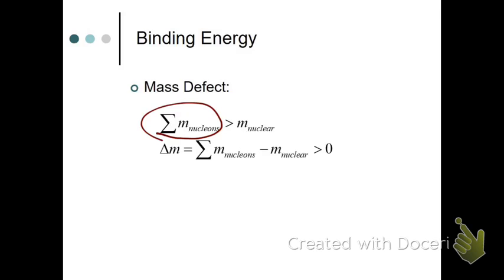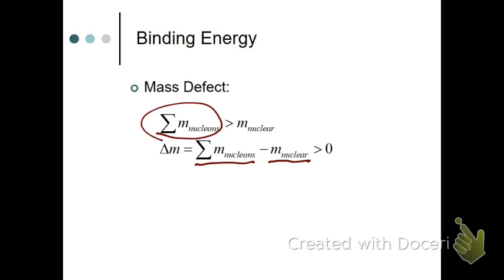The mass of the neutrons and protons in the nucleus, if you were to isolate them and just measure their masses, the masses of the individual neutrons and protons, when we add them all together, is actually greater than the mass of the nucleus itself. The mass defect is then the difference between the mass of the nucleons and the mass of the nucleus itself, and that's greater than 0.